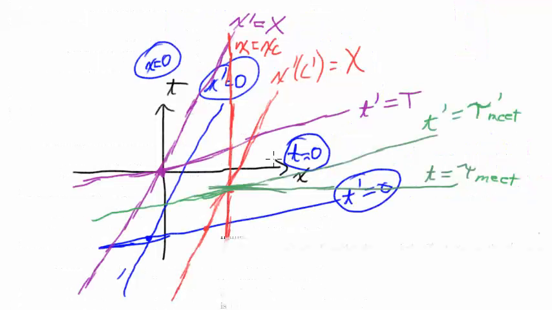So all of these 3 points are still relevant. We've got 3 points here. One here, that's the origin of the unprimed frame.